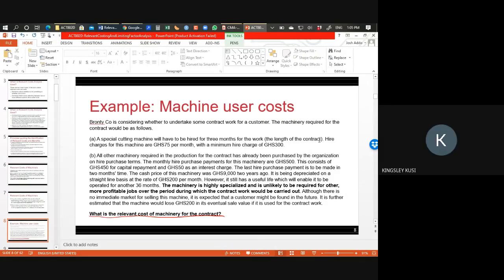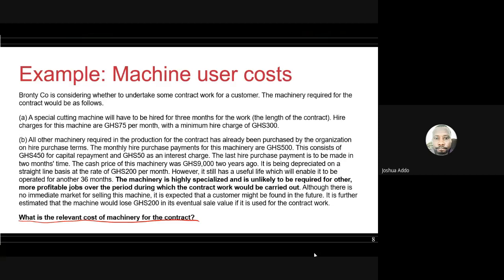So, sir, 225. Good, 225. But look at what continues: with a minimum hire charge of 300. What is happening here is similar to how rent charges are done in our country. You know, rent for a room is calibrated in months. They will tell you the cost per month, maybe 250 a month for one bedroom, 350 a month, 300 a month, for example.